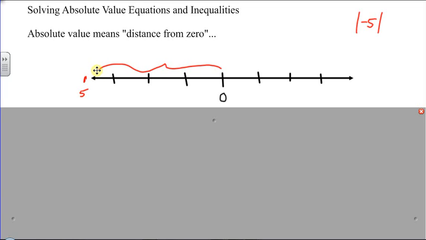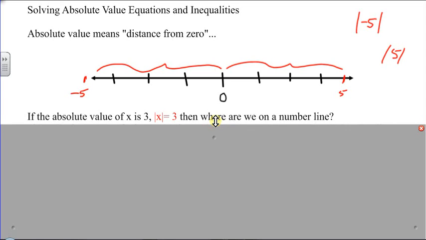And when we talk about distances, we never talk about distances in terms of negatives. We just say, well, it's 5 hops to the left of 0, but it's 5 hops. If we were talking about a +5, and we took the absolute value of +5, we'd be out here somewhere. And guess what? That's the exact same distance. It goes in a different direction, but it's still a distance of 5 hops. So distance from 0 is what we're talking about when we're measuring absolute value.